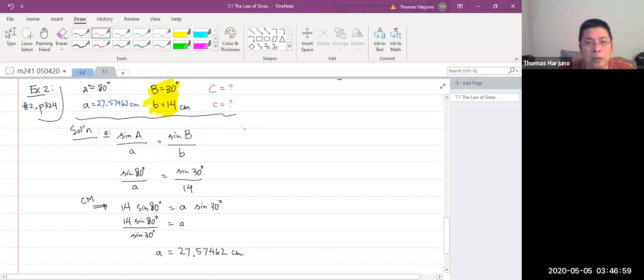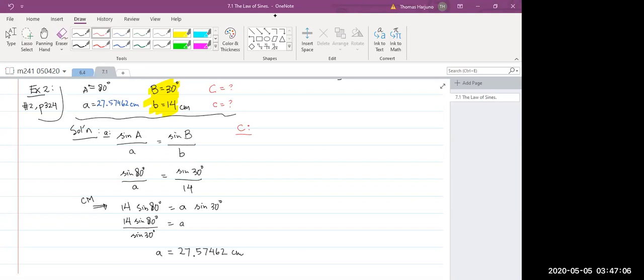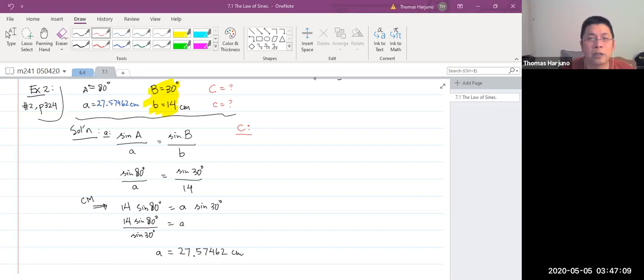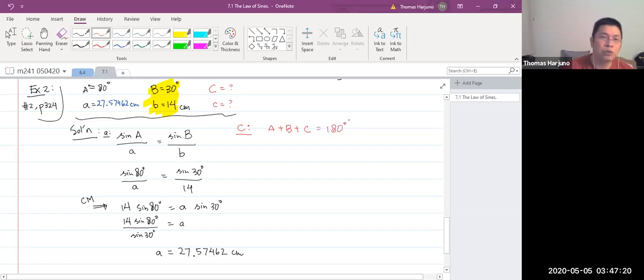How to find angle C? Well, we know that A plus B plus C equals 180 degrees. Actually, in a triangle, once you know two angles, then you know the third one. Okay, so 80 degrees plus 30 degrees plus C equals 180 degrees. 110 degrees plus C equals 180 degrees. So C equals 70 degrees, right? C equals now 70 degrees.